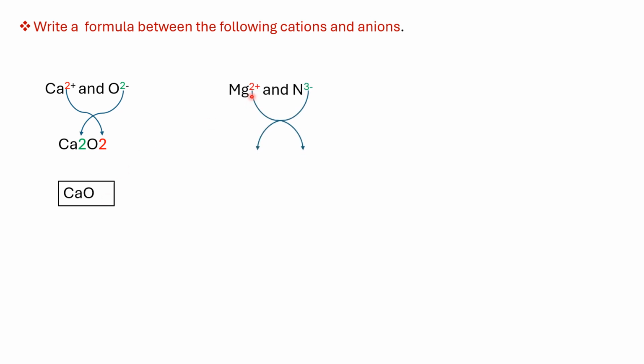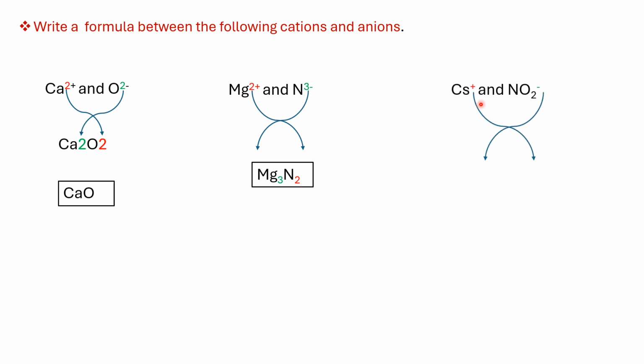Let's take another example. Magnesium, again 2 plus, and nitrogen. Nitrogen is in group 5, so 8 minus 5, 3 minus. Now the number 2 joins with nitrogen, and the number 3 joins with magnesium. So the only thing you need to do is switch the magnitude without the sign. So this is the ionic compound formula, Mg3N2.